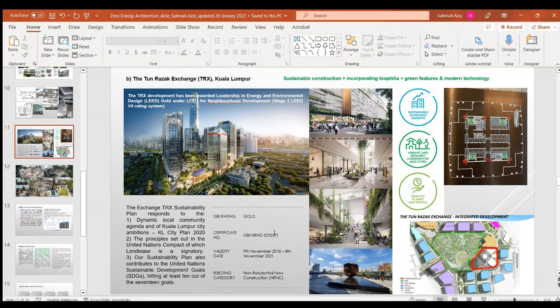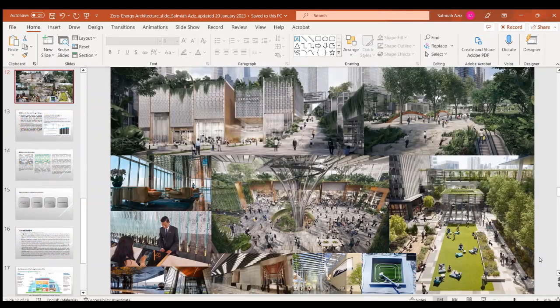So about the GBI rating tools, they got Gold for this building, for this planning. So the building category is non-residential new construction, NRNC. Yeah. So it is a really big planning for the area and also for the building as well. Yeah. If you look here, the interior is very nice, using the plants and also greenery in the buildings. Here are a few more images of the buildings, some artist renders and some reality photos taken by other authors and also owned by others, which I include in this slide today.